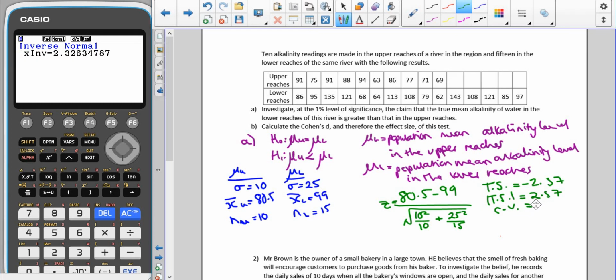So that gives us a critical value of 2.33 to 3 significant figures. So then, as our test statistic is bigger than the critical value, we're going to be rejecting H0 at a 1% significance level.